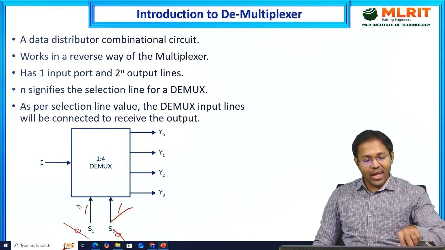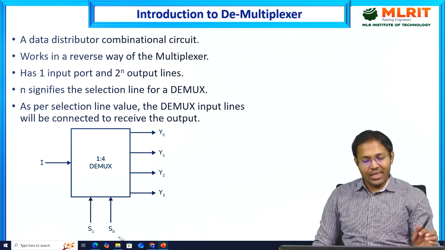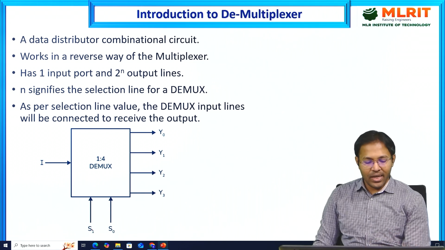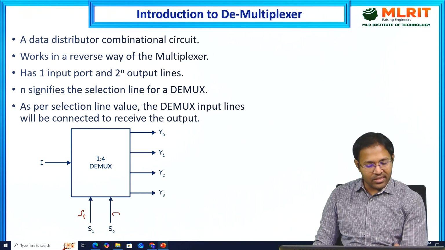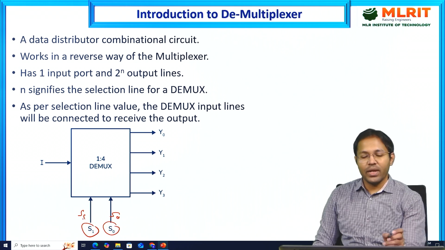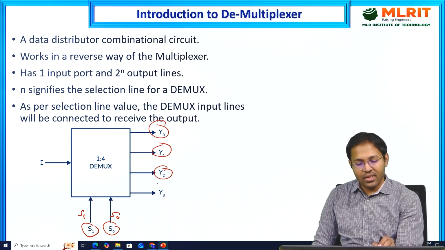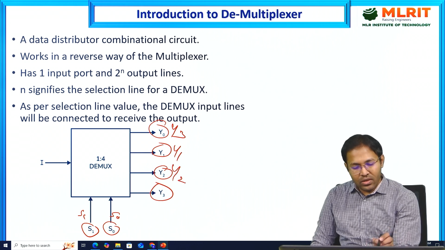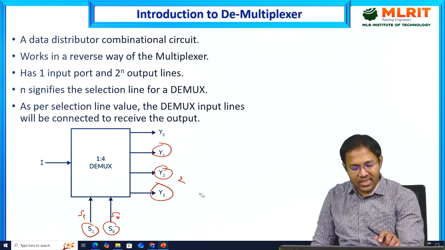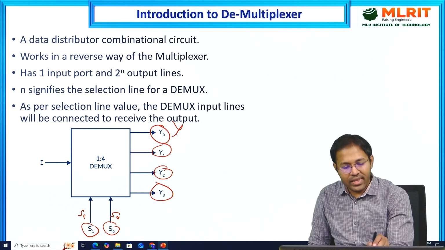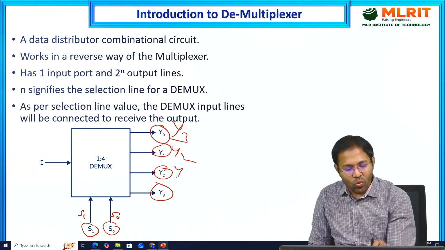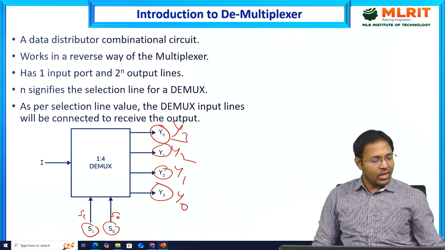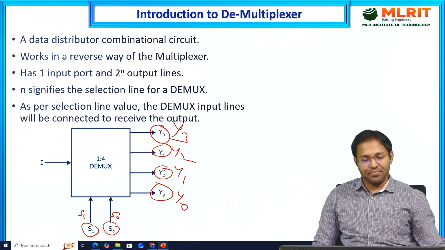One thing I want to tell students here: the order differs across textbooks. Somebody could take this as S1, S0. Somebody could take this as Y3, Y2, Y1, Y0. Both are accepted. Different textbooks take them differently.